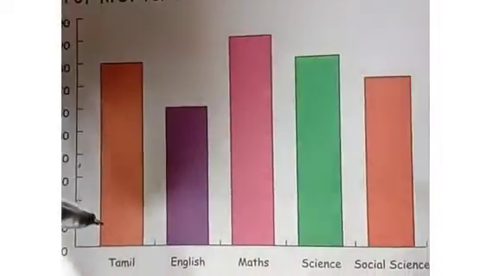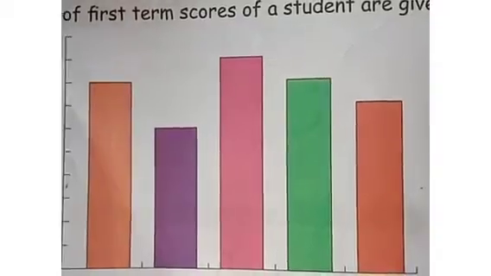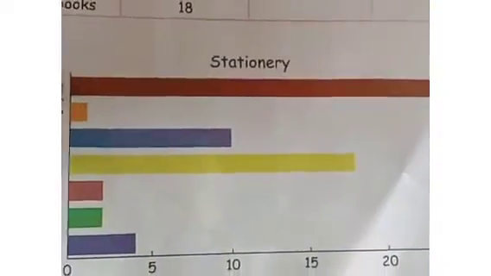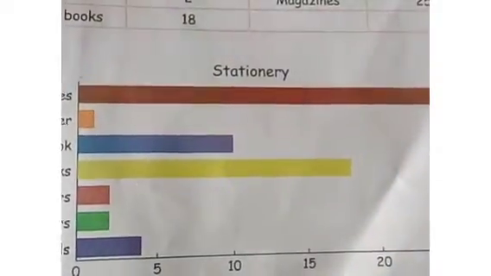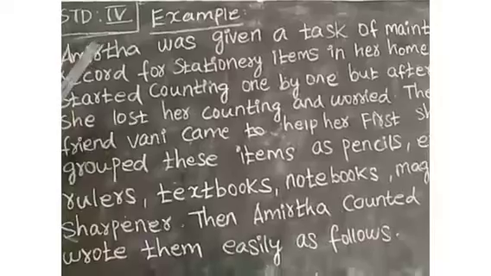If the bars are vertical, it is called a vertical bar graph. And if the bars are horizontal, it is called a horizontal bar graph. Let us see some examples.